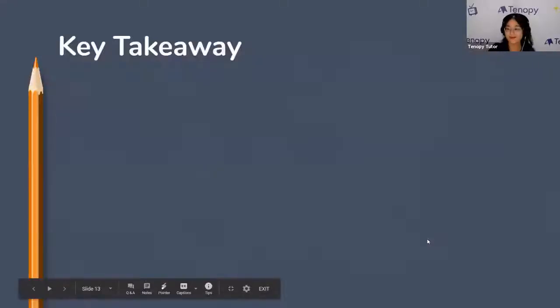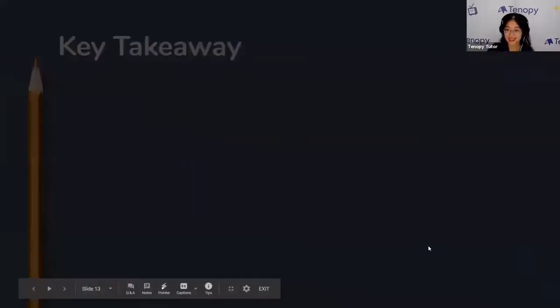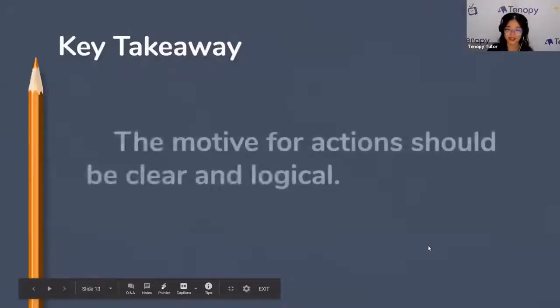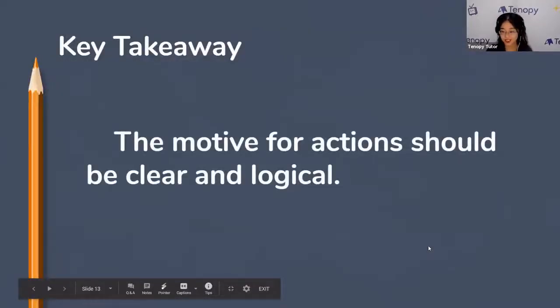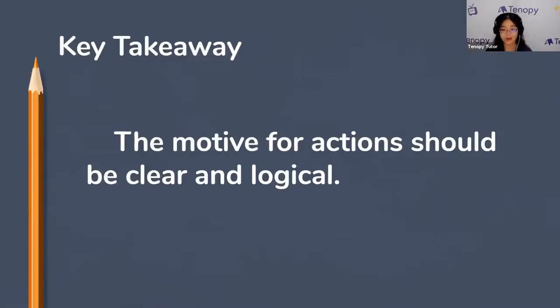All right, key takeaway for today's class: the motive for actions should be clear and logical. So don't say something bad. Tell us, what is the bad thing? And the bad thing shouldn't be that aliens caught Teacher Hetty and did experiments on her, because that's not logical and that's not realistic. I swear that never happened to me.